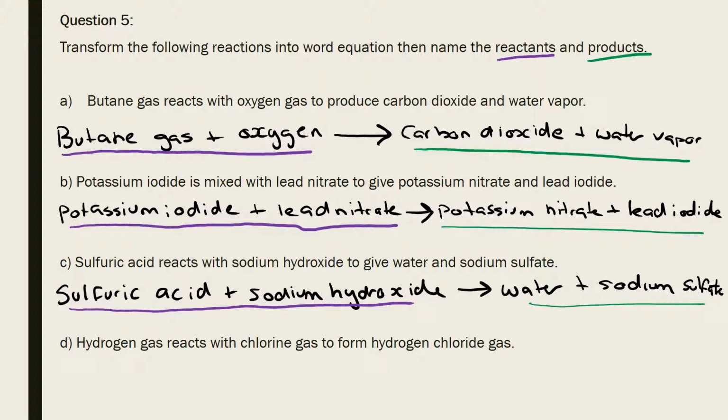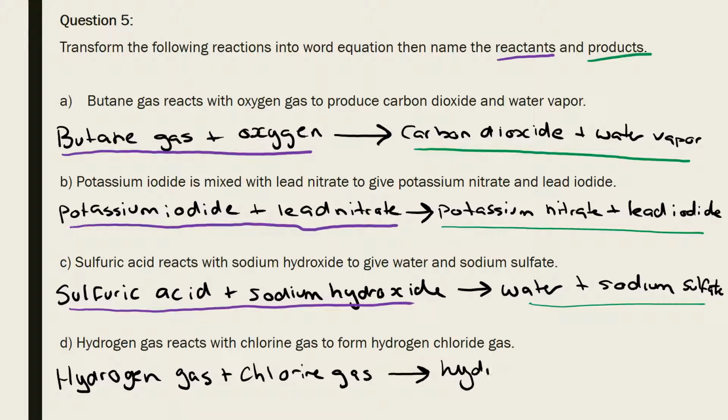Hydrogen gas reacts with chlorine gas to form hydrogen chloride gas. So we've got hydrogen gas plus chlorine gas, to form, we put an arrow, hydrogen chloride gas. And remember, anything before the arrow is reactants, anything after the arrow is products.